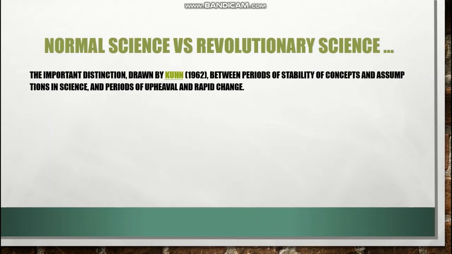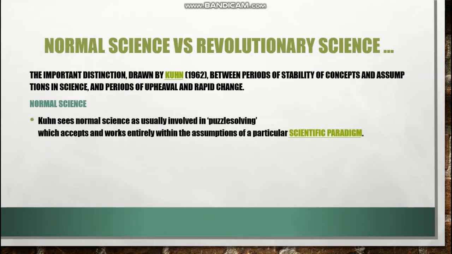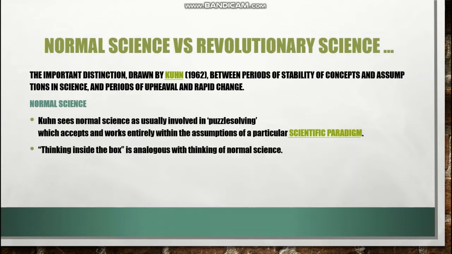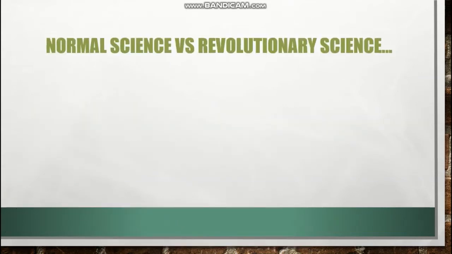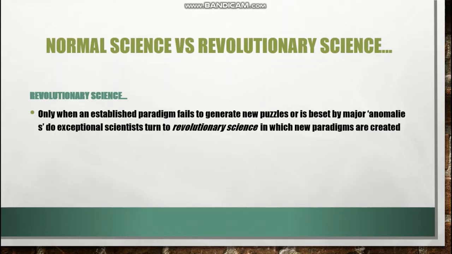Normal science vs revolutionary science. The important distinction drawn by Kuhn in 1962 between periods of stability of concepts and assumptions in science and periods of upheaval and rapid change. Normal science. Kuhn sees normal science as usually involved in puzzle solving, which accepts and works entirely within the assumptions of a particular scientific paradigm. Thinking inside the box is analogous to normal science. In periods of normal science, scientific work is characterized by psychological and social conformity and group solidarity.